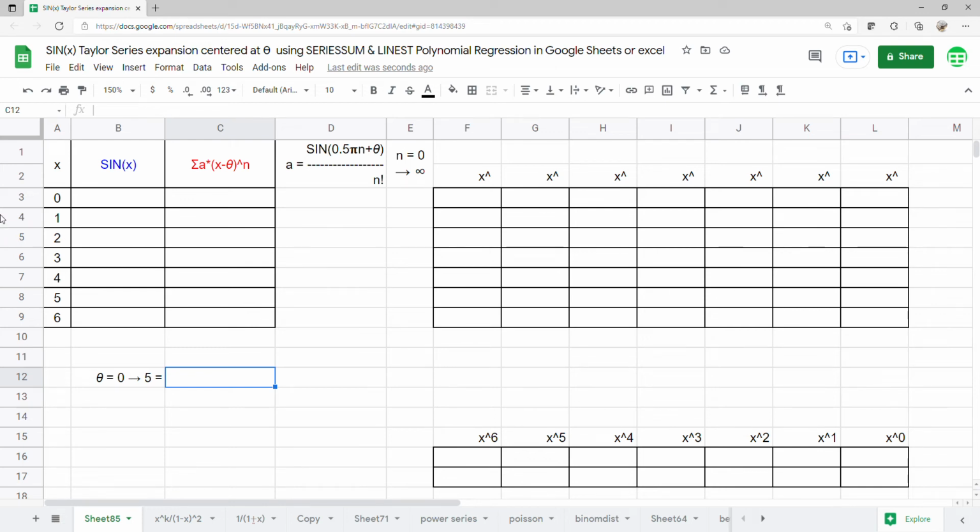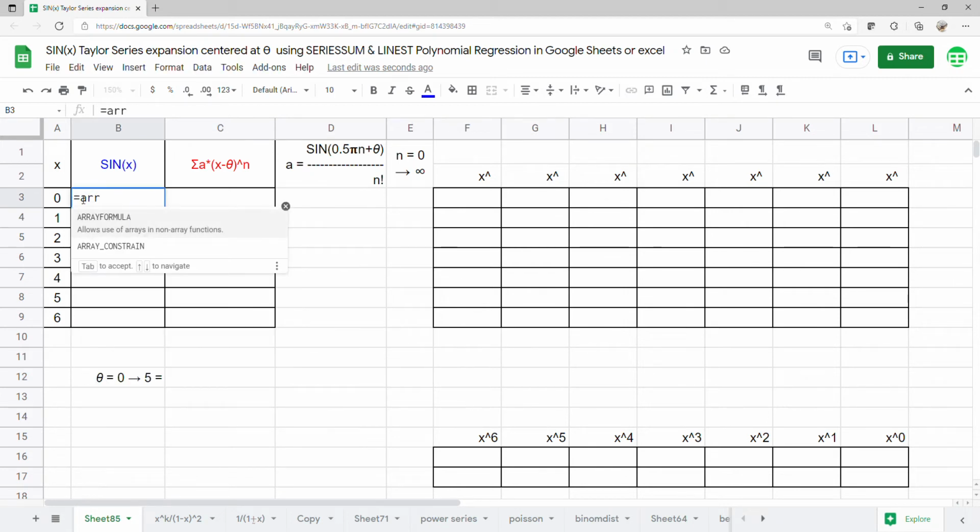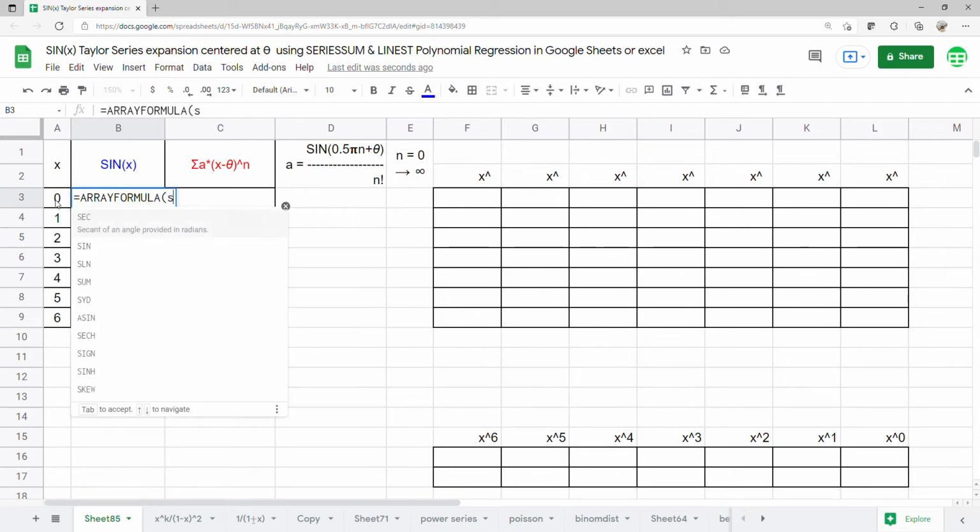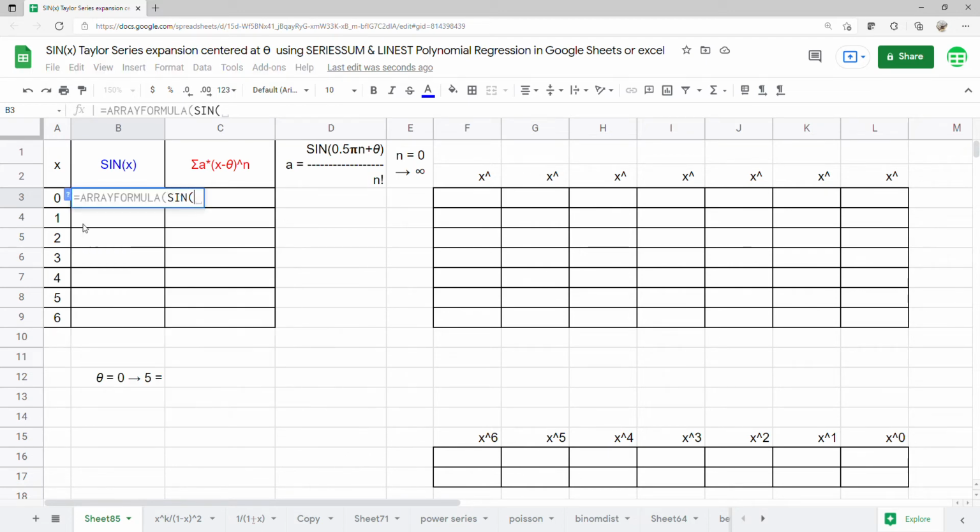In this video, we'll generate the Taylor series expansion of sine centered from 0 to 5. So we begin with the data set of sine. Array formula, sine of the x values 0 to 6. And we'll chart this.